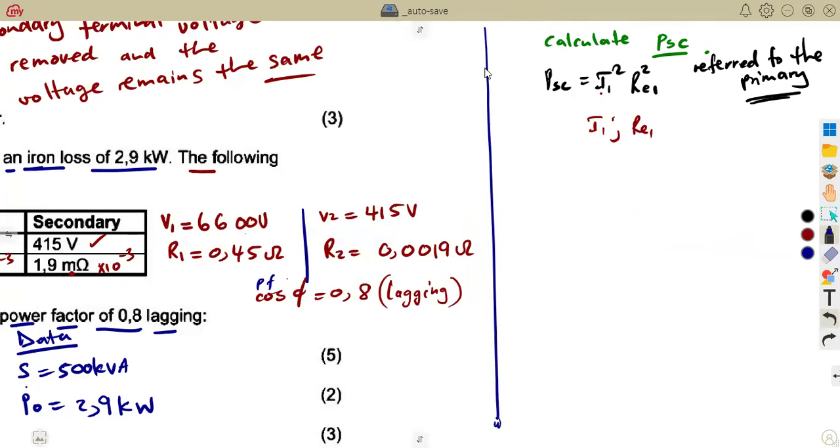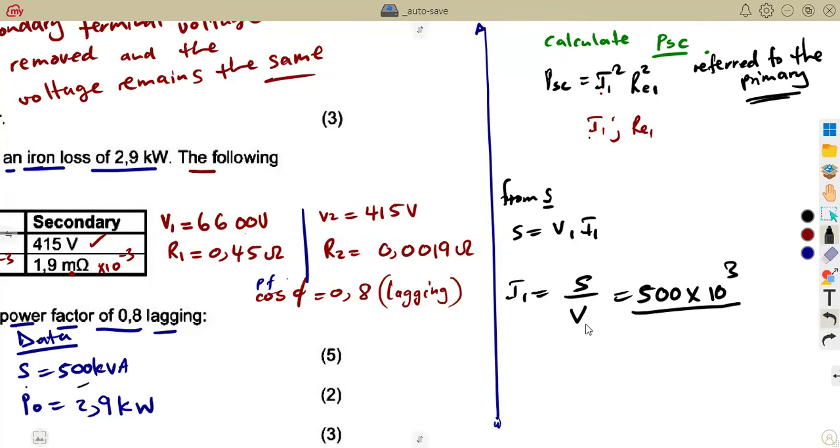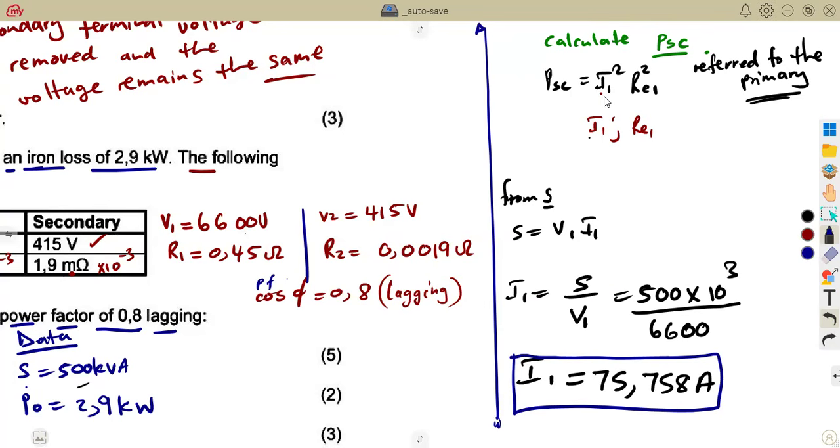Let's start with that one, guys. Let us just do it stage by stage. So to find I1 from S, remember that S is equal to V1 I1. It can also be V2 I2, but we need the primary side. So it means I1 is equal to S over V1. I also talked about these guys previously. So that's our S, 500 kilovolt amperes, 500 kilo times 10 to the exponent of 3. This is our V1, 6,600. So that was going to give us I1, guys, which is 75.758 amperes.